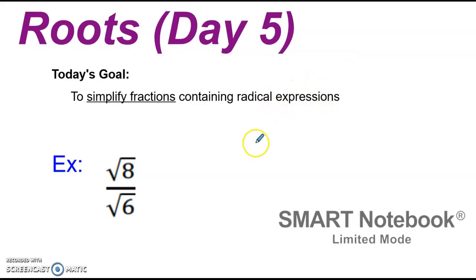And here's what I mean by a fraction containing radical expressions. Here's a good example. Root 8 over root 6. And we have to ask ourselves, how do we simplify a fraction like that? Because it's not as simple as saying 8 over 6, which would be 4/3. These radical signs make everything a little bit more complicated, as we've seen. So let me just jump into it. I'm going to use this one as an example here.